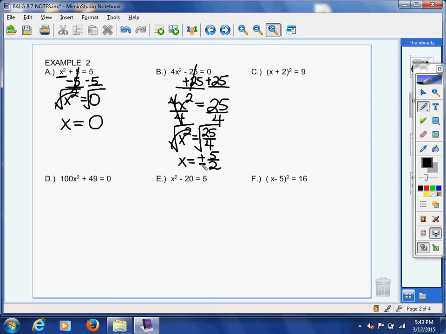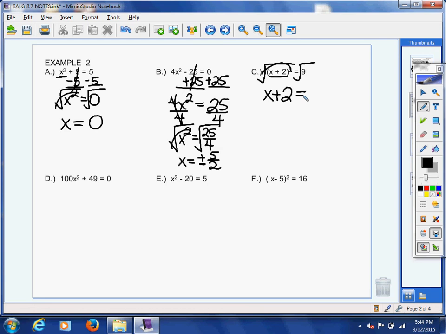Okay? Letter C is really similar. Notice that the quantity that's being squared is already by itself. Now, if I want to unsquare that quantity, what I would do is take the square root of the quantity and take the square root of 9. What I do to one side, I must do to the other. So remember, the square and the square root cancel out, and that leaves me with x plus 2 equals, and what's the square root of 9?